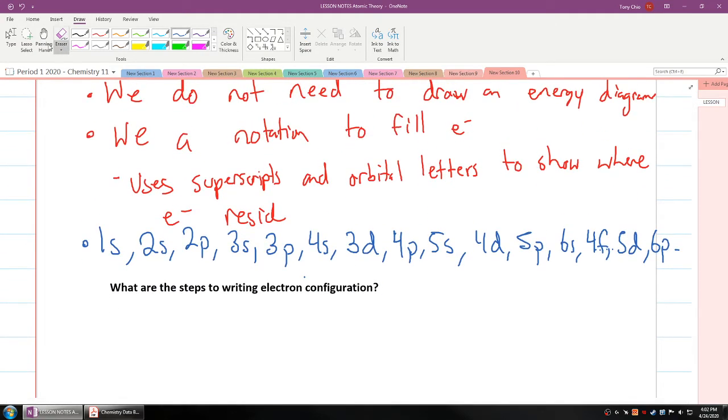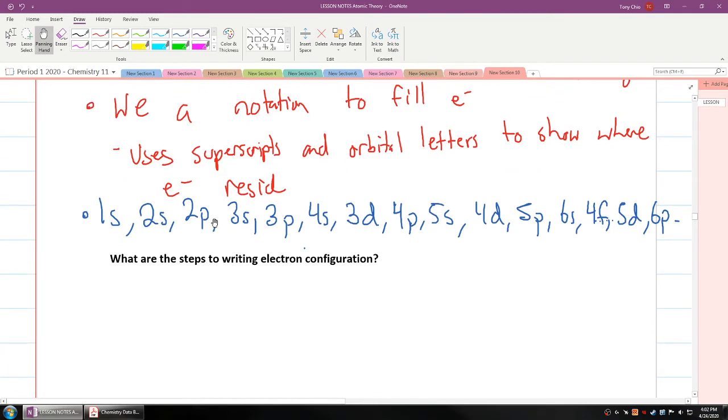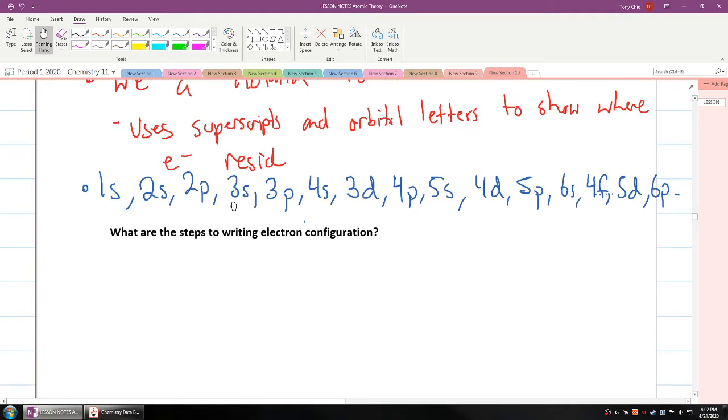Now the second thing you want to know is how many electrons can fit in each of these subshells. S orbitals can only fit 2 electrons. That means if you write this, you have 2 electrons in the 1s, 2 electrons in the 2s. P-type orbitals can fit 6 electrons. So if this was fully full, it will be 2p with a 6 exponent. I'll show you what that looks like when we start writing.